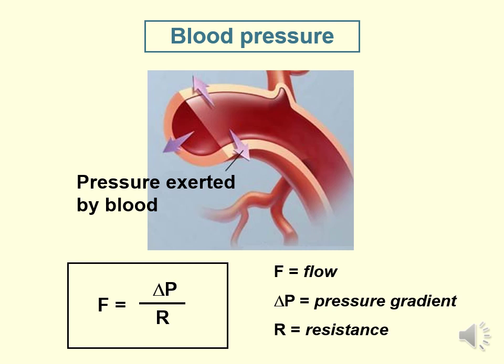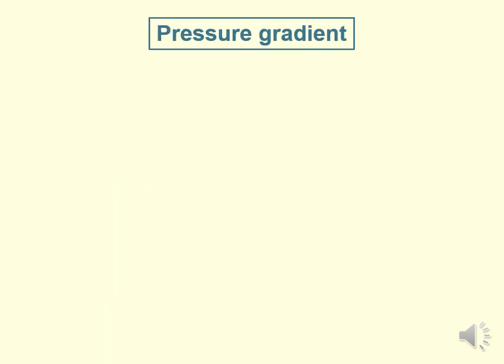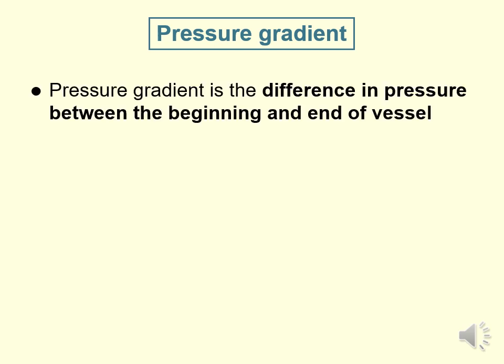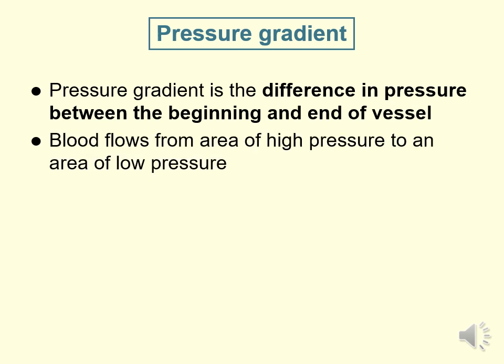But if you think about this equation, it helps you to understand when we're thinking about blood pressure. One of the terms I introduced in the previous slide was pressure gradient. Again, it sounds complicated, but it's really quite simple. Pressure gradient is simply the difference in pressure between the beginning and end of the vessel. In a slide or two's time, I've got a cartoon drawing which will make this a bit clearer for you to understand.